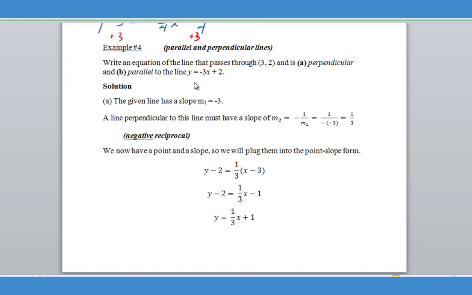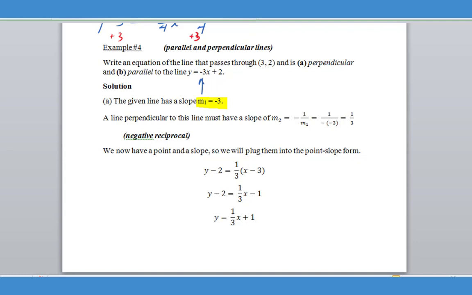So you can see here in example 4, they give us two parts. We have an A part and a B part. And so they want us to find the equation of a line perpendicular and then the equation of a line parallel to y equals negative 3x plus 2. And so the first thing we have to immediately figure out is what is the slope that we're making comparisons to. And so we can see that this slope is m equals negative 3. And so in our first given equation, we're doing perpendicular, and so we have to find the opposite reciprocal or the negative reciprocal slope, and then the given point of (3, 2).